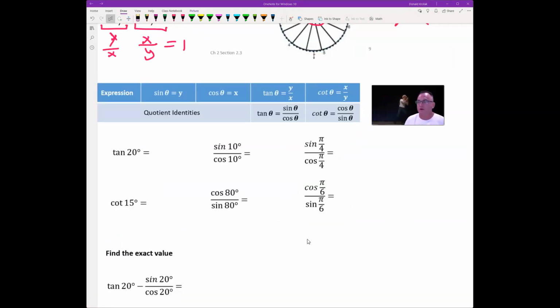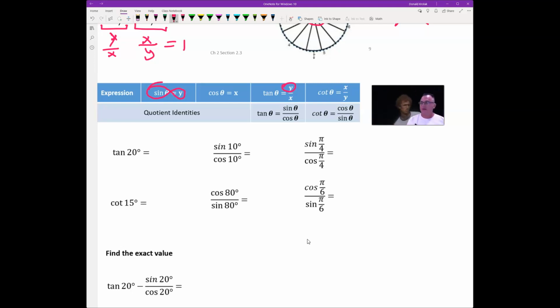All right, the last part of this lesson has to do with what is known as the quotient identities. So we know that tangent is equal to y over x. Well, y is the same as sine, so I can take out that y and replace it with sine, and then I can take out this x and replace it with cosine. So we can also define tangent by the sine divided by the cosine. And then the same argument works for cotangent, except now it would be x over y, or cosine over sine.